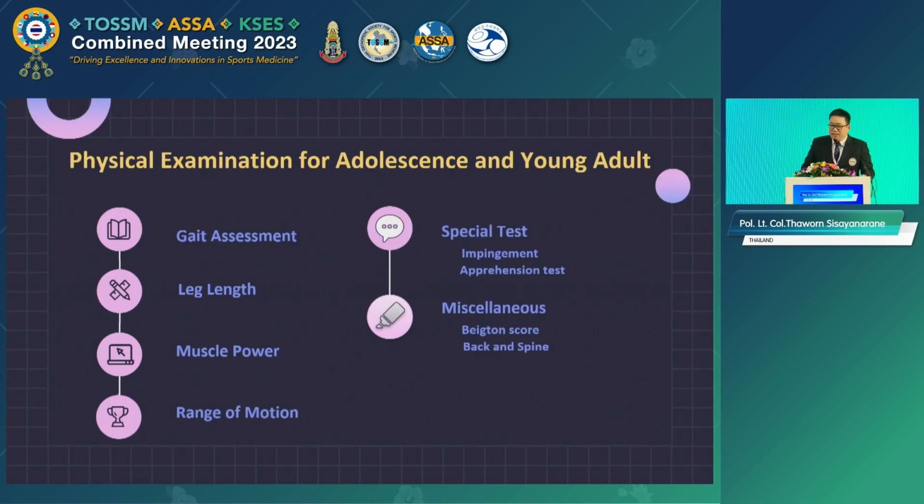Okay, these are the 6 components that we have to look for in adolescents and young adults with suspected dysplastic hip, which are gait assessment, leg length, muscle power, range of motion, special tests, and miscellaneous, where we look for hyperligamentous laxity and back and spine pain.